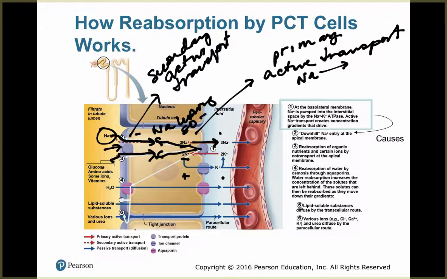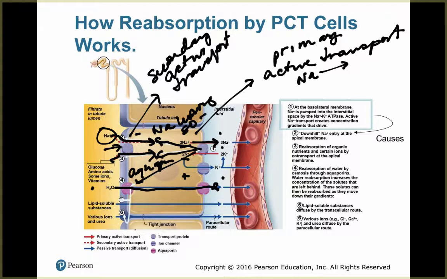And because we're getting a high water concentration happening over here, we're getting water also moving across because of this, right? From high to low, using what are known as aquaporins. So this one side is causing those three things to happen.